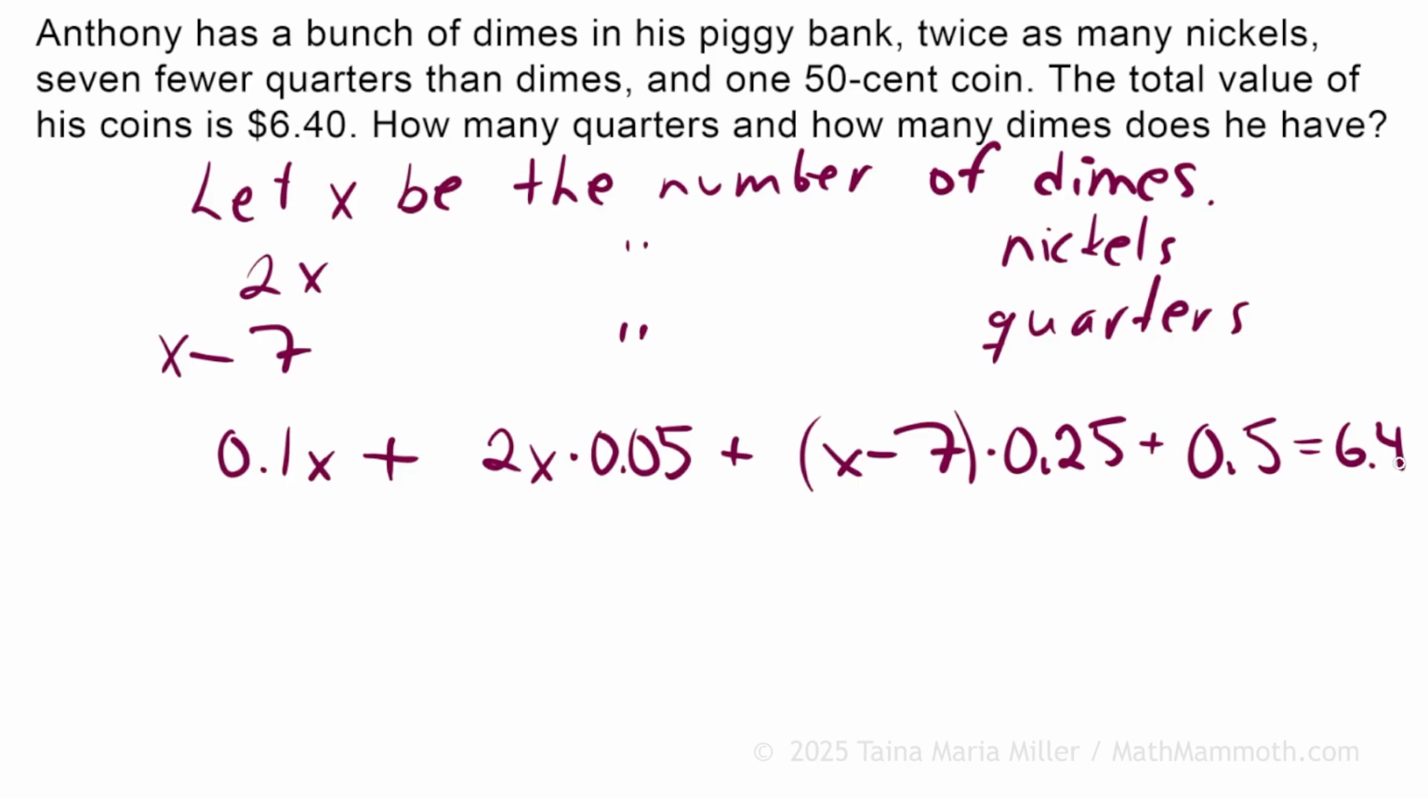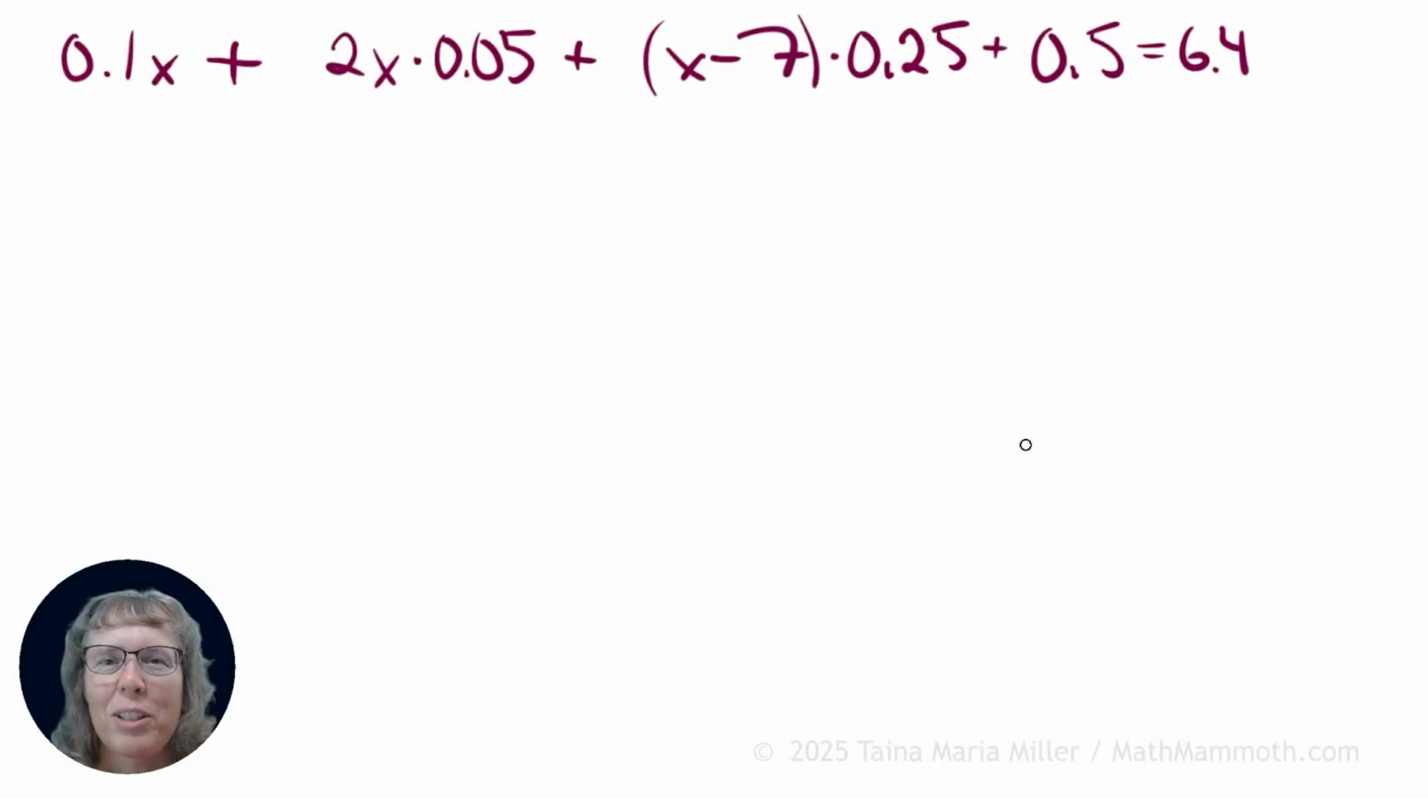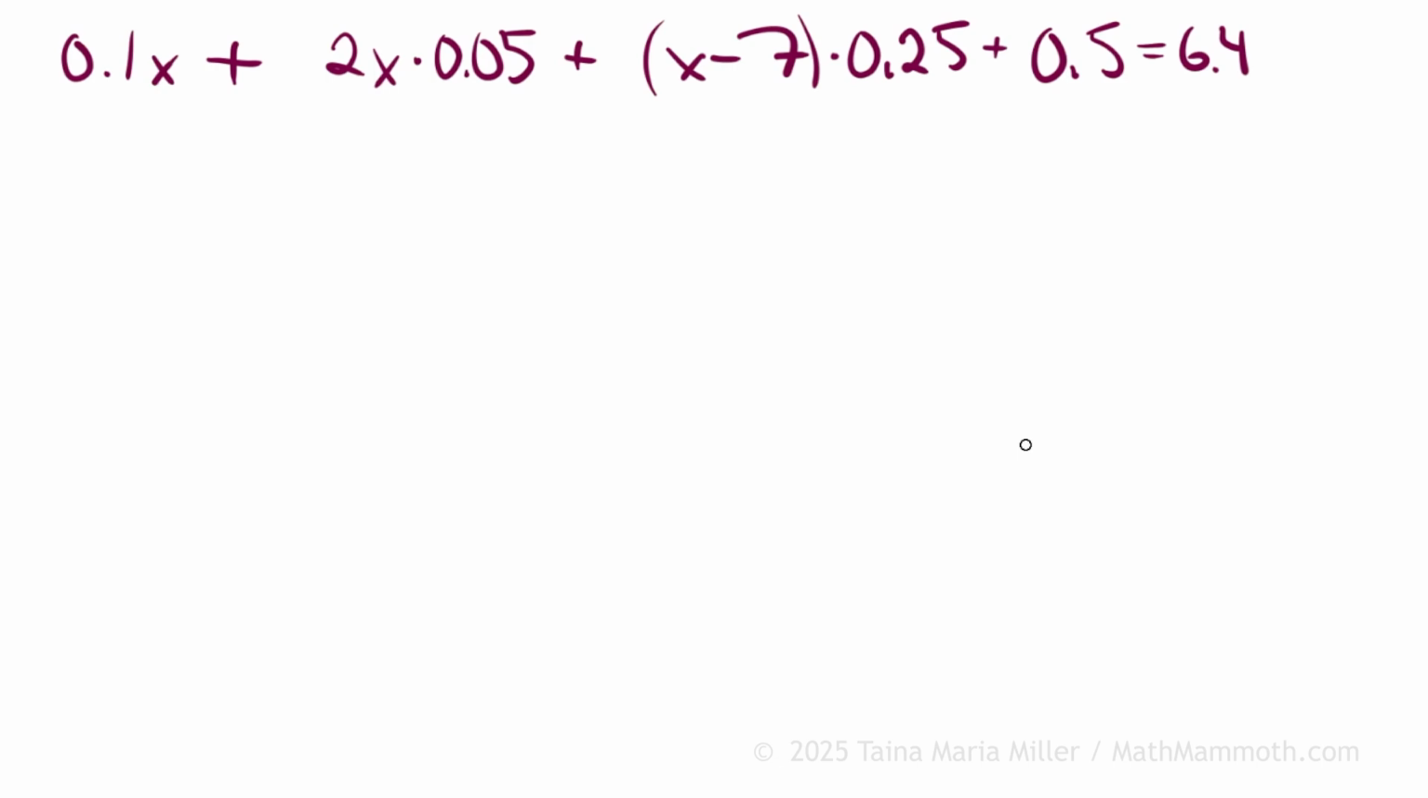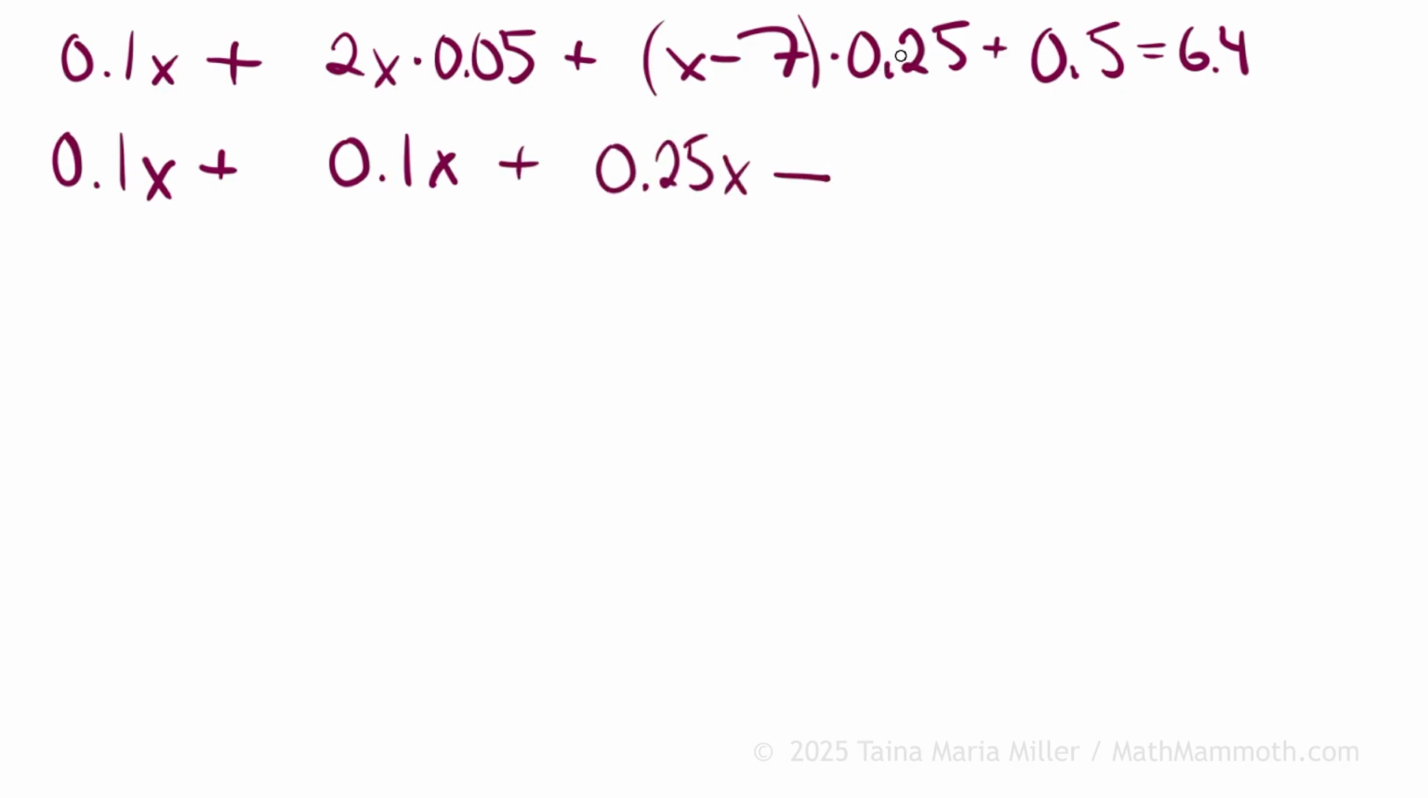Okay, now we are ready to solve the equation. What do we do first? Think about it. Try to solve it on your own. First, we're going to simplify here on the left side. For example, we can calculate 2 times 0.05. That's going to be 0.1x. Here's also 0.1x. Then over here, we have 0.25 times x. Then minus 7 times 0.25.